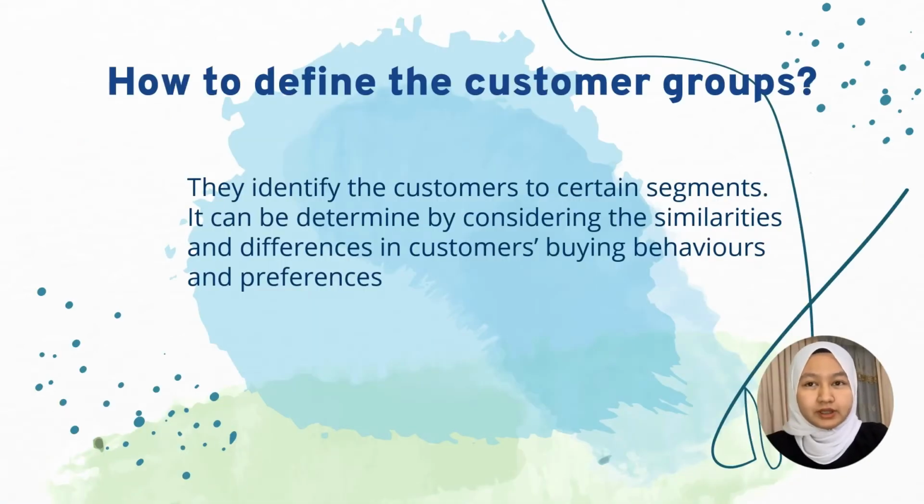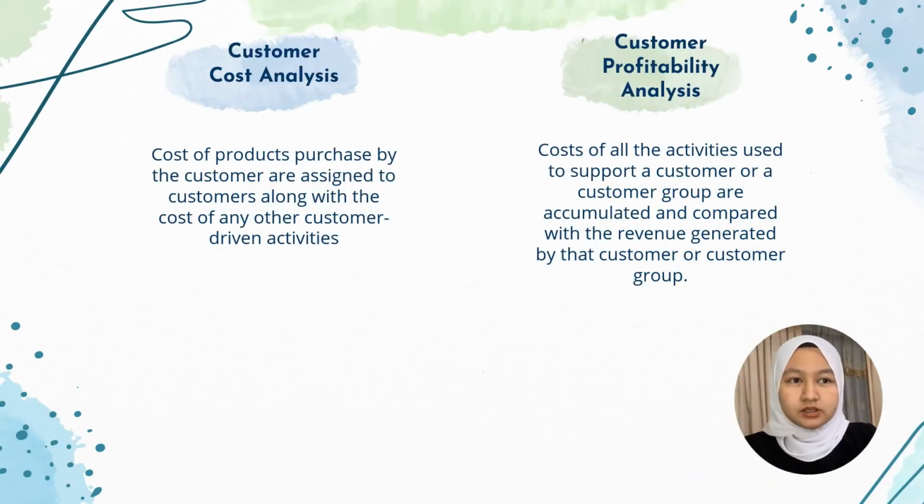How to define the customer group? The customer group is defined by identifying the customers to certain segments. It can be determined by considering the similarities and the differences in customer buying behaviors and preferences. In customer cost analysis, the cost of products purchased by the customers is assigned to the customer along with the cost of any other customer-driven activities, while in customer profitability analysis, the cost of all the activities used to support a customer or a group of customers are accumulated and compared with the revenue generated by that customer or customer group.